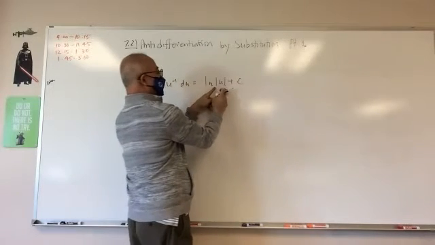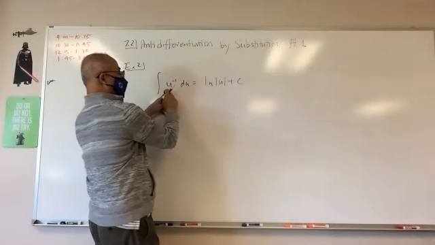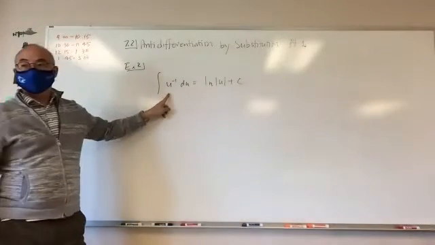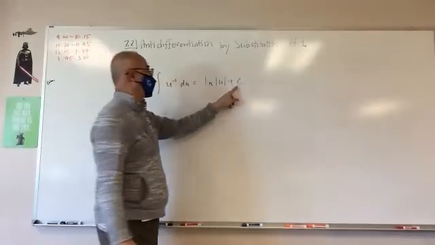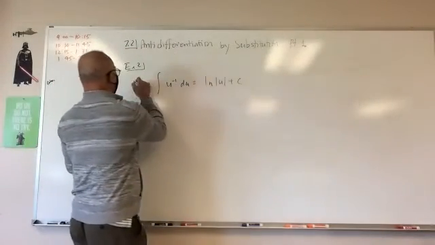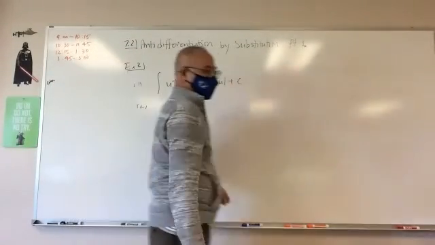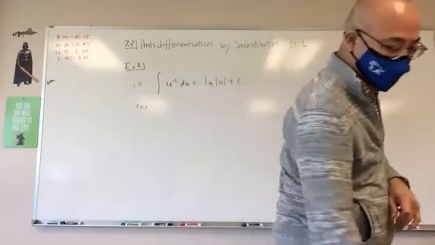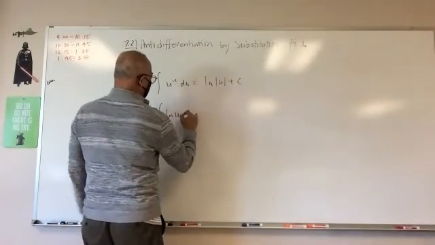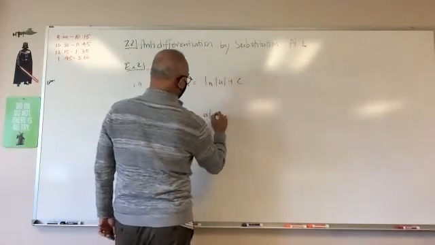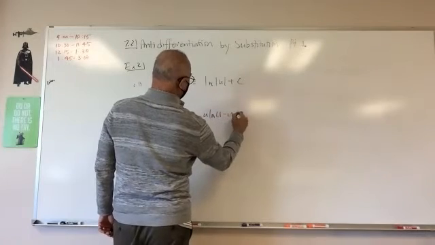So if I take the derivative of this, what do I get? 1 over u, which is u to the negative 1. Pretty simple, right? Because this goes away. So we're good with that. Next, part b, the integral of natural log of u du is equal to u natural log of u minus u plus c.